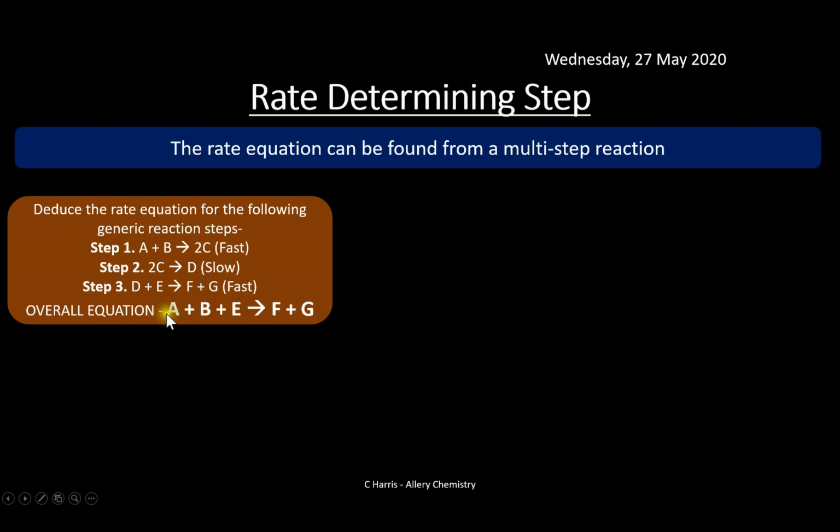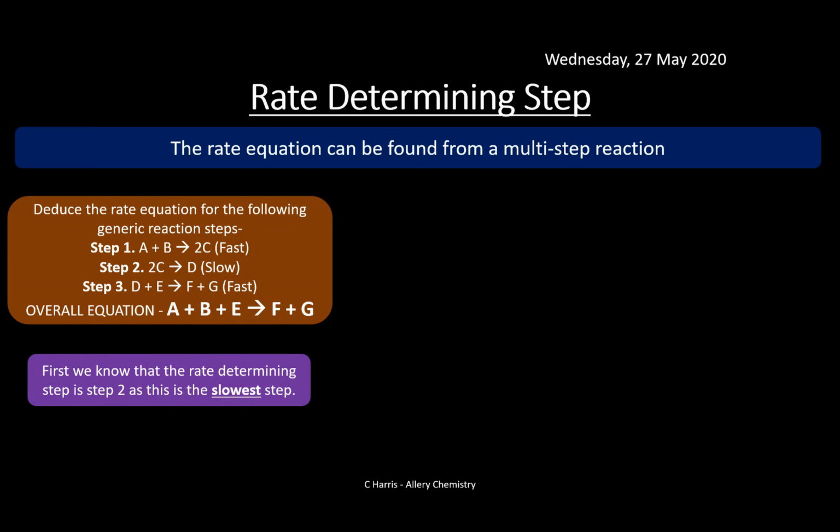So the overall equation for this is A plus B plus E will give F plus G. Okay, so we've got all these different reagents here, and we can see that this reaction actually proceeds via 3 steps, with step 2 being the slowest step. So the first thing we know is that the rate determining step is step 2, because this is the slowest step. So that is your rate determining step.